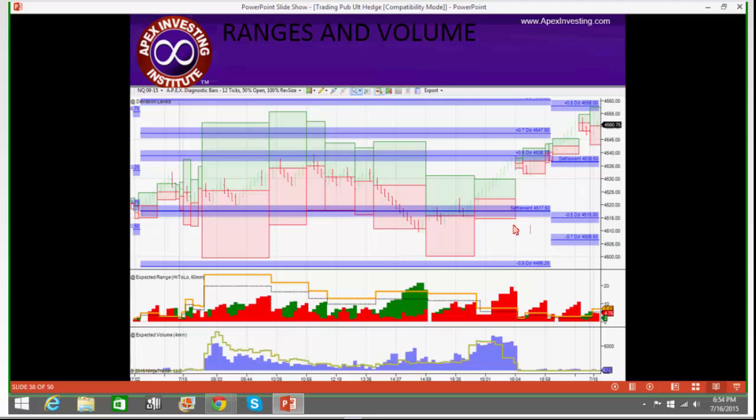Just a couple quick indicators that we use here at Apex. This one here is called our expected range.